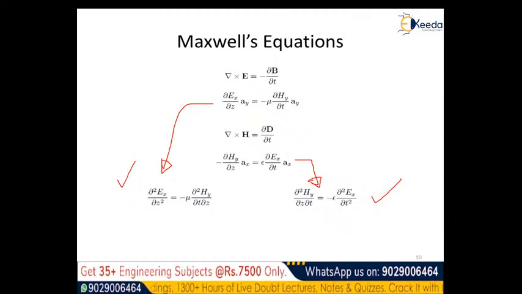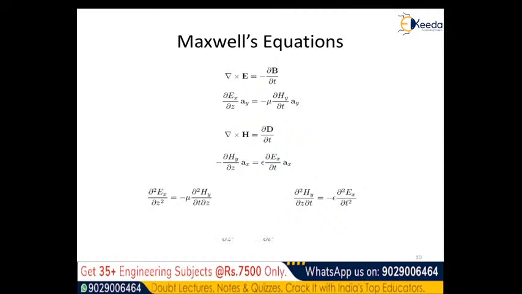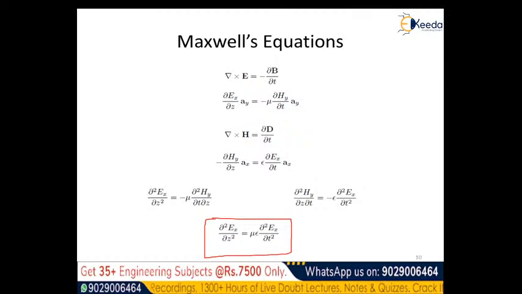Now if we combine the two equations, we get del 2 Ex divided by del z square equal to mu epsilon del 2 Ex by del t square. This is the required expression. In part A, we were asked that if E is equal to Ex Ax and H is Hy Ay, begin with Maxwell's equation and determine the second order partial differential equation that Ex must satisfy. So Ex must satisfy this particular equation.